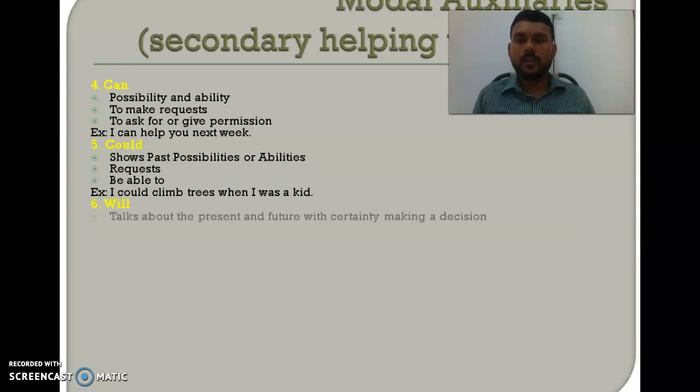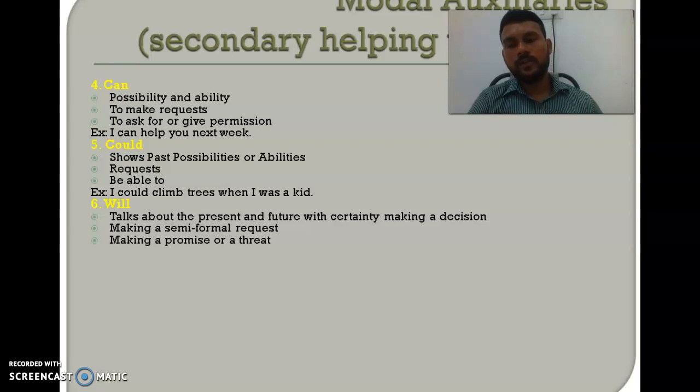The next one is will. Will and would go together as if they are siblings. The helping verb will talks about present and future with certainty of making some decisions. It also talks about giving requests in a semi-formal manner. And it also gives, in a sentence, making some promises or giving some threats. For example, we'll build it in 2 years.